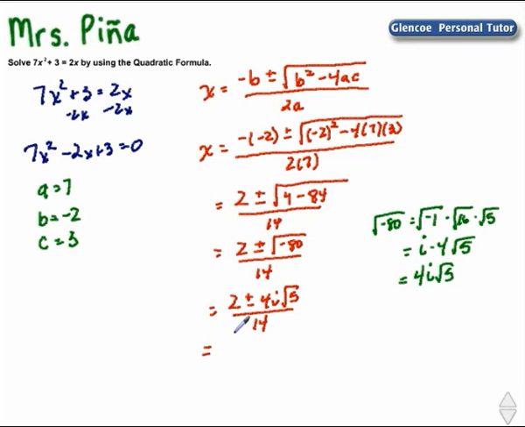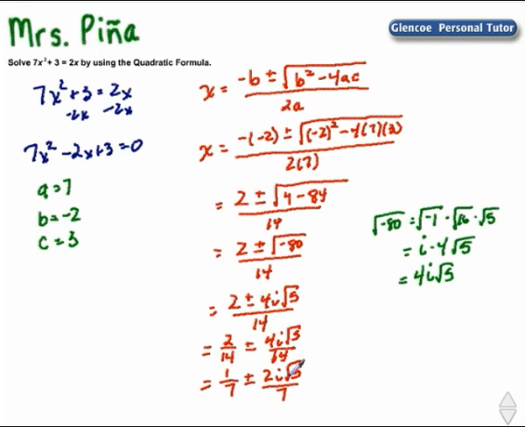If you split this up, you could split it up as 2 over 14 plus or minus 4i radical 5 over 14, and then divide each by 2. Keep in mind, this 14 goes for each term in the numerator and terms being separated by that plus or minus. So this would be 1/7 plus or minus 2i radical 5 over 7.